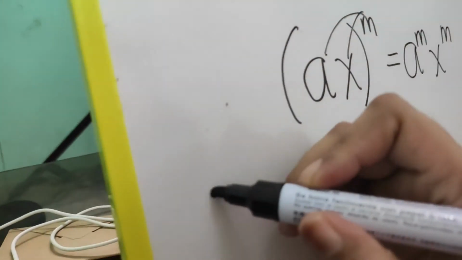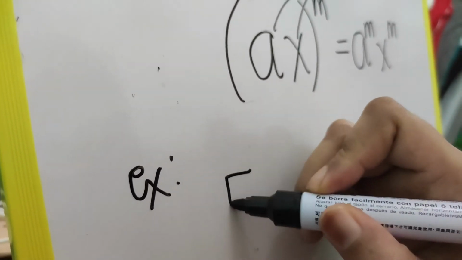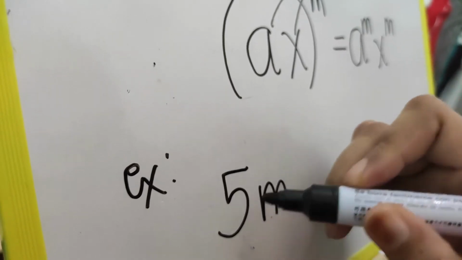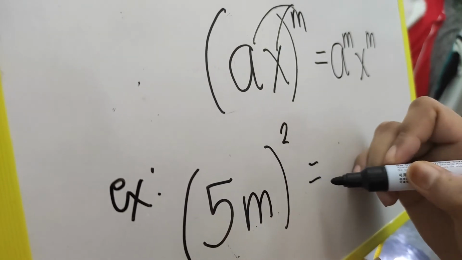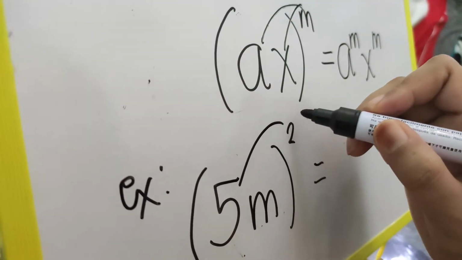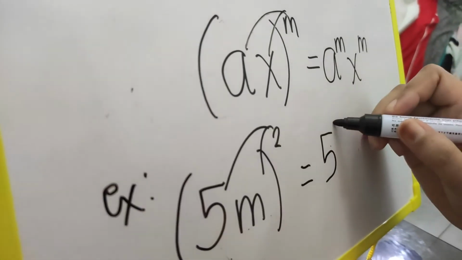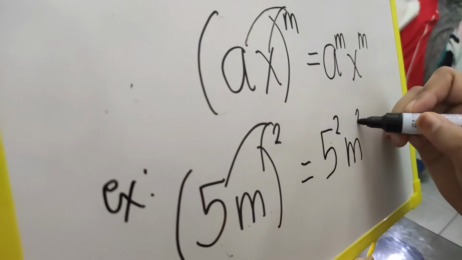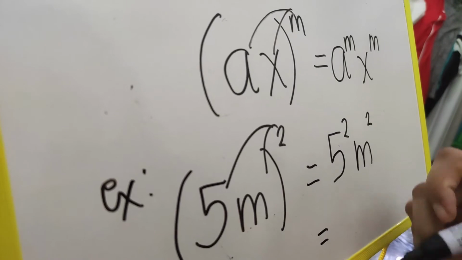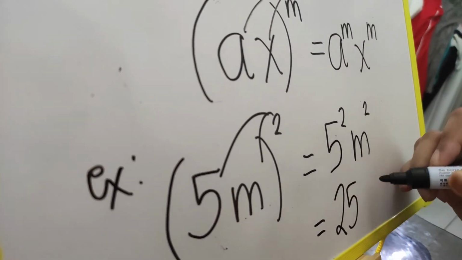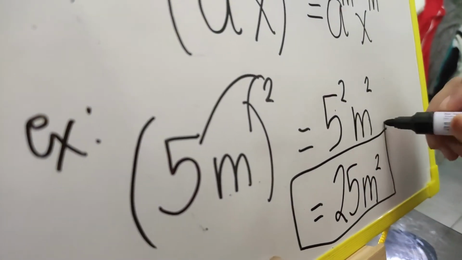Let's have an example. Let's say we have here 5m raised to the power of 2. What we have to do here is to distribute the power or the exponent. So we'll have 5 squared m squared. Now let's simplify this. 5 squared is 5 times 5, and that is 25 m squared. So this is the final answer.